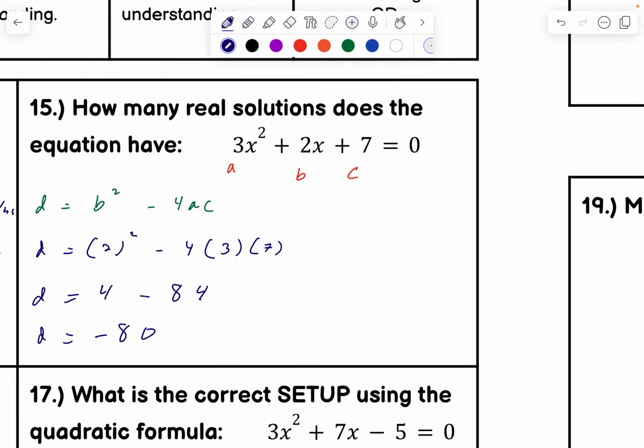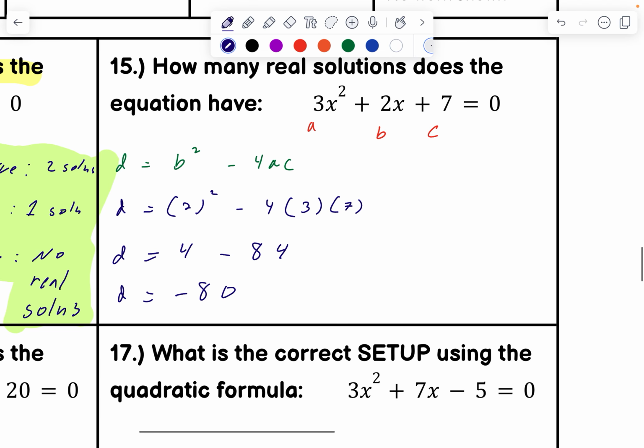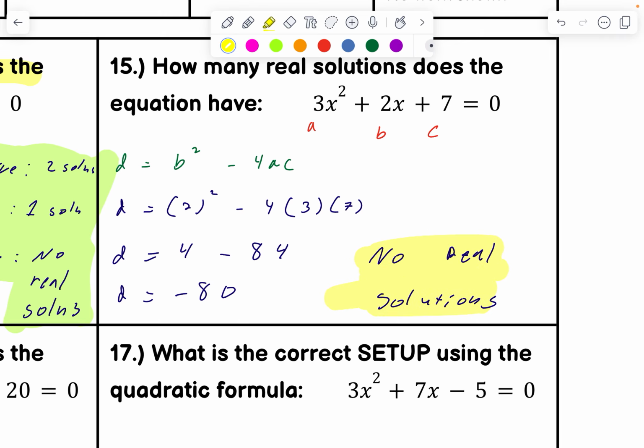Since our discriminant is negative, looking over at this chart here, let's highlight this in green so we can see it much easier. Since our discriminant is negative, we're going to have no real solution. So let's write that down as our answer here. We would have no real solutions. All right, let's take that and move on to the next problem.